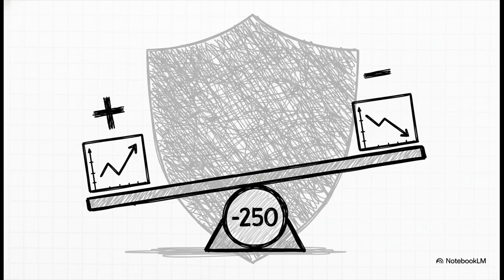Because it's negative, it tells us that these two stocks tend to move in opposite directions. So when stock A has a good day, stock B tends to have a bad day, and vice versa. And for an investor, that is the holy grail of diversification. It means you can pair these two together to lower your overall risk, because the losses from one are likely to be balanced out by gains in the other.